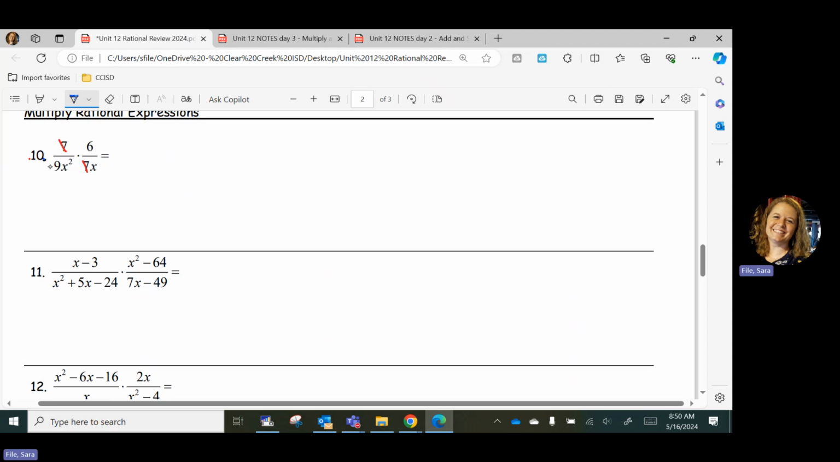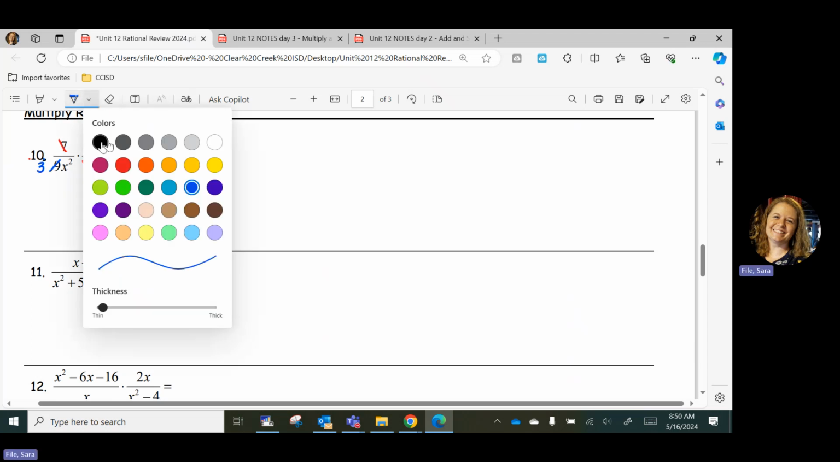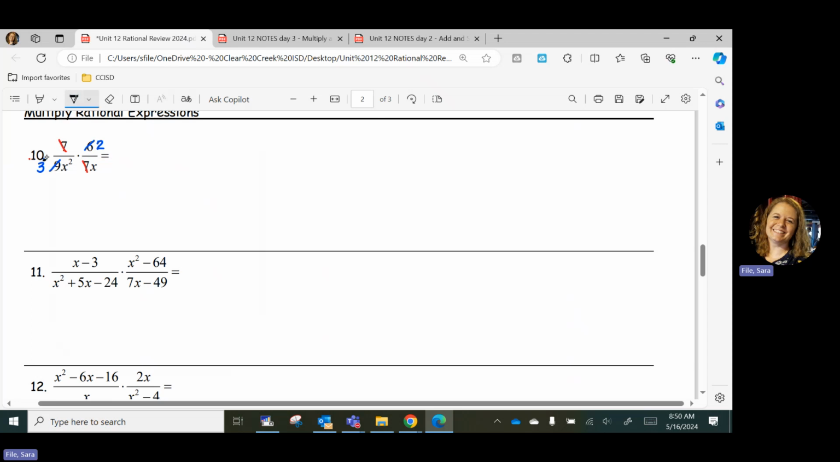Yeah, the 6 over 9. If I divide out a 3 from both of them, I'll be left with a 2 here and a 3 here, right? 6/9 reduces to 2/3. Now I'm going to go ahead and multiply straight across, and I'll just be left with 2 over 3x cubed. I do still need to list my restrictions.